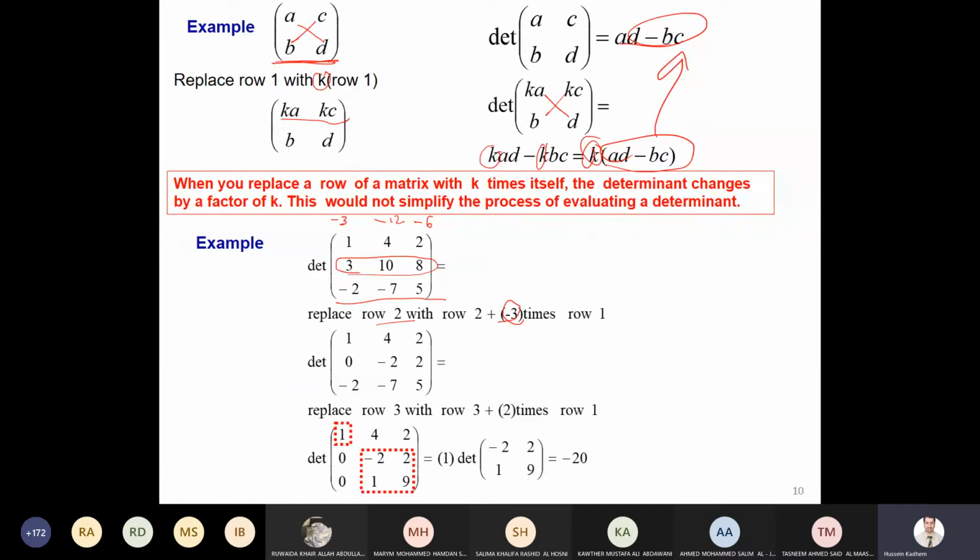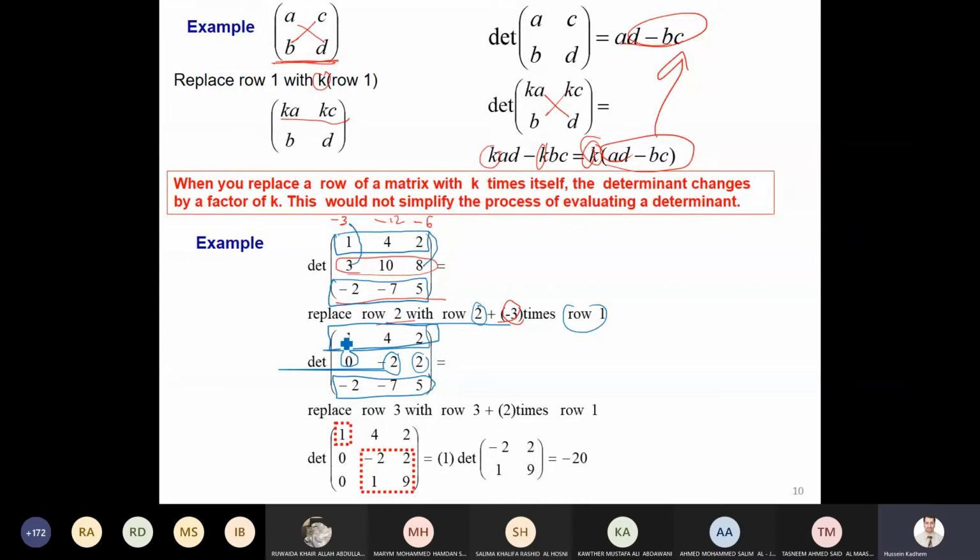Okay. Now first of all, row number 1 will not change. We don't touch it. Row number 3, we don't touch it. As we say here, we change only row number 2. So I bring them and put them here. This is 1 and this is 3. I didn't touch them. Now I will say row number 2 plus 3 times row number 1. So 3 plus minus 3 gives 0. 10 plus minus 12 gives minus 2. 8 plus minus 6 gives 2. You see? This will not change the determinant, as we agreed.